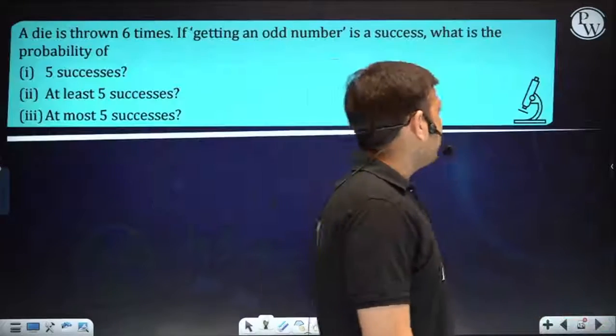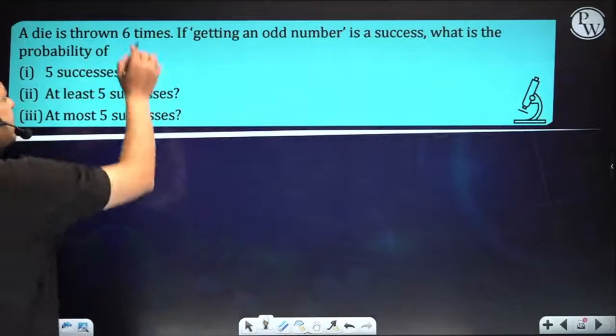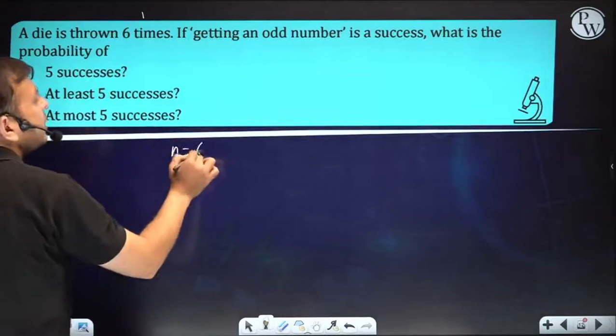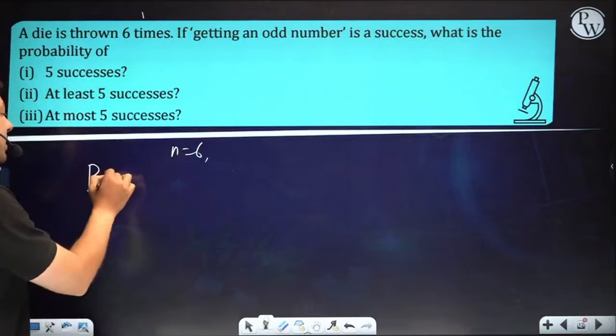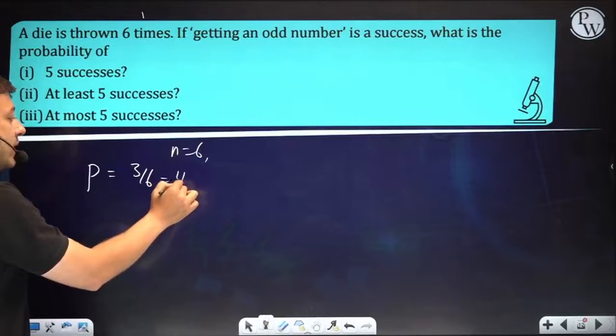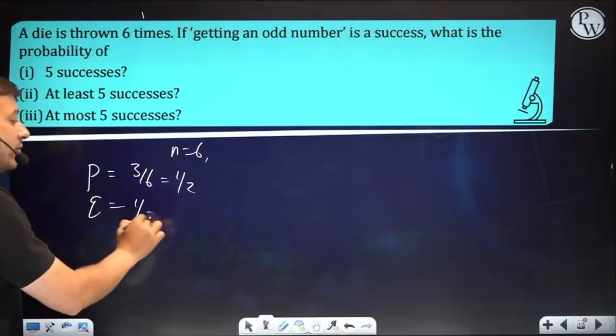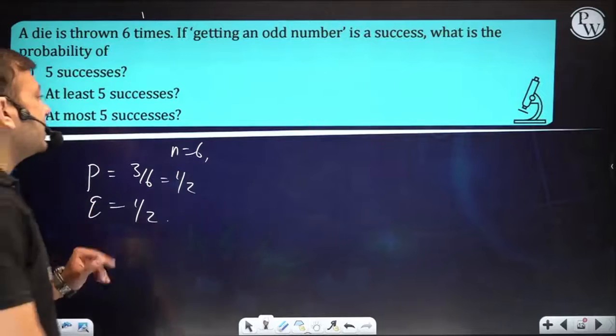Let's solve some problems. Like here, a die is thrown 6 times. Okay, so n is equal to 6. If getting an odd number is a success, so small p, probability of success, is 3 by 6, that is 1 by 2. So q will also become 1 by 2. What is the probability of 5 successes?